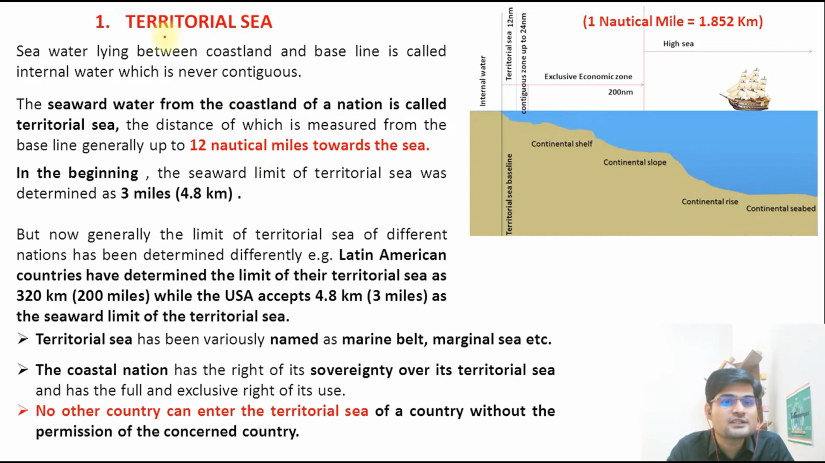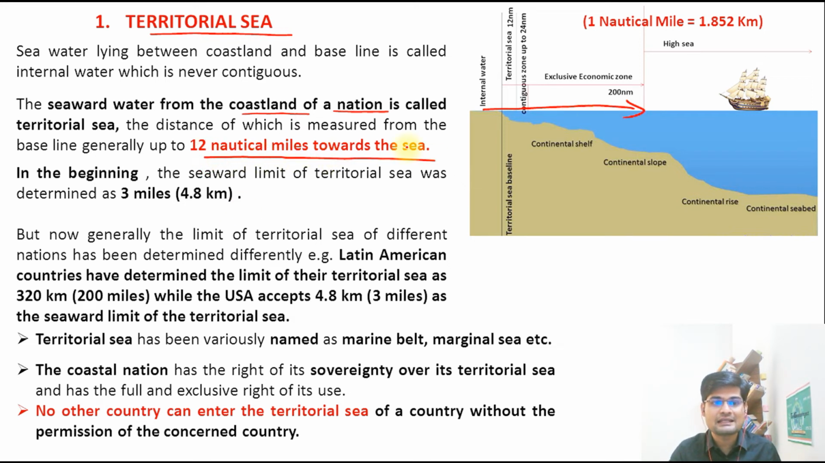So if you observe the first one, the territorial sea definition: the seaward water from the coastal land of a nation is called the territorial sea, the seaward extension. So this point is important. And what is the limit? 12 nautical miles towards the sea. In the beginning, the seaward limit was not 12 miles. It was set to almost 3 miles, but later on it was increased.